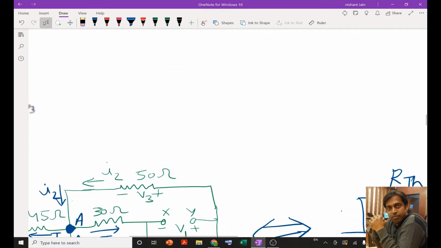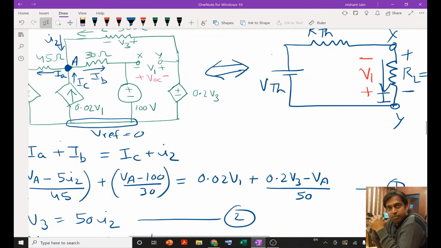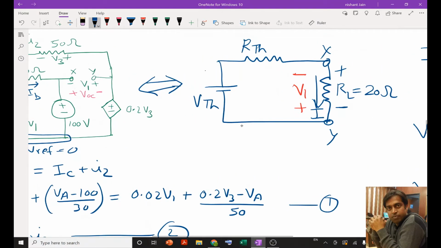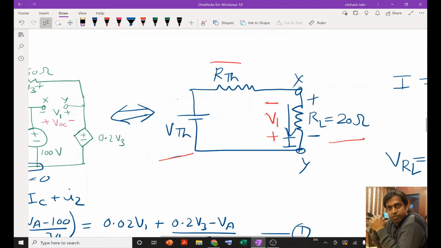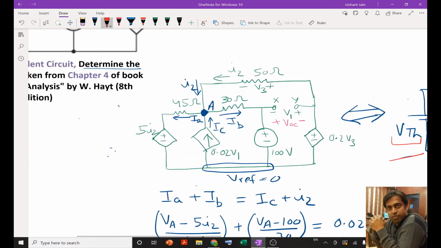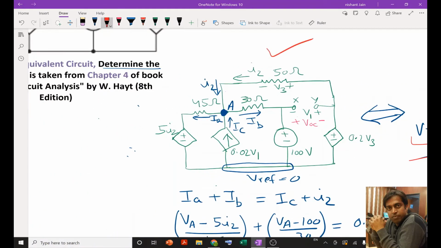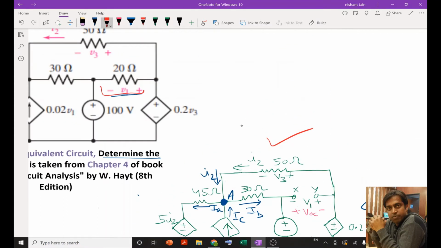The Thevenin equivalent circuit can be drawn in this way, meaning it should have one voltage source, one resistance, the Thevenin resistance, and the load resistor. Since we need to get the value of V1, the voltage across 20 ohm, our load resistance is 20 ohm and we need to get the Thevenin voltage and Thevenin resistance for the circuit after removing this 20 ohm resistor.